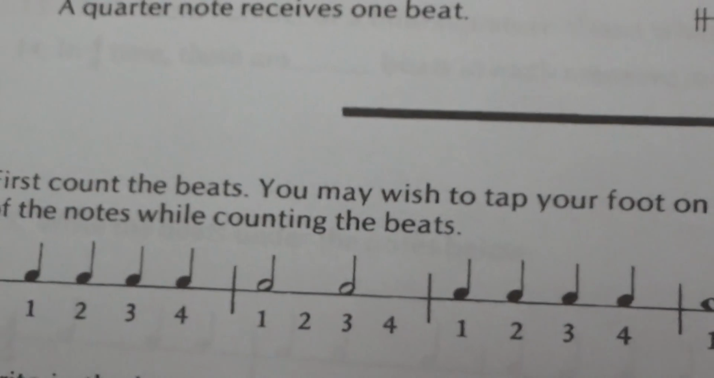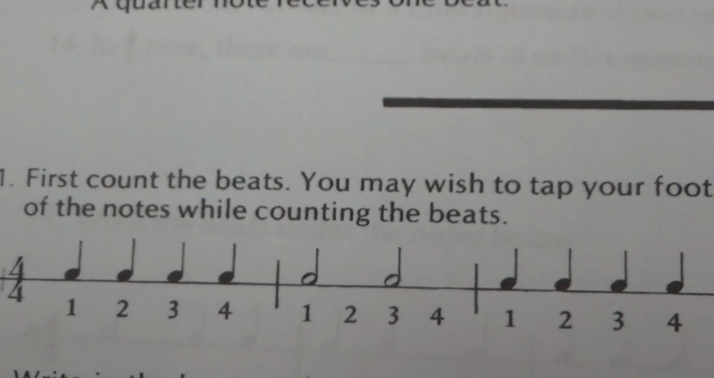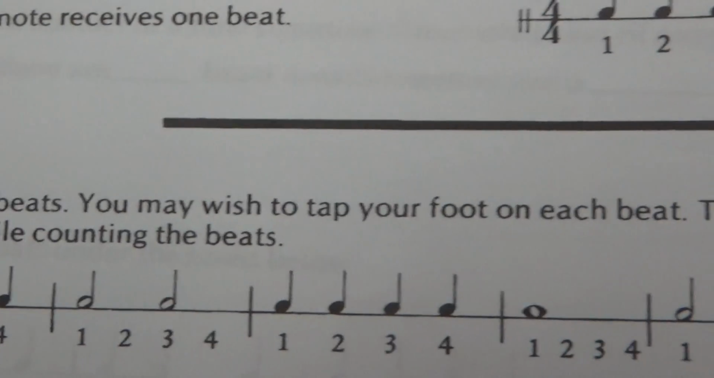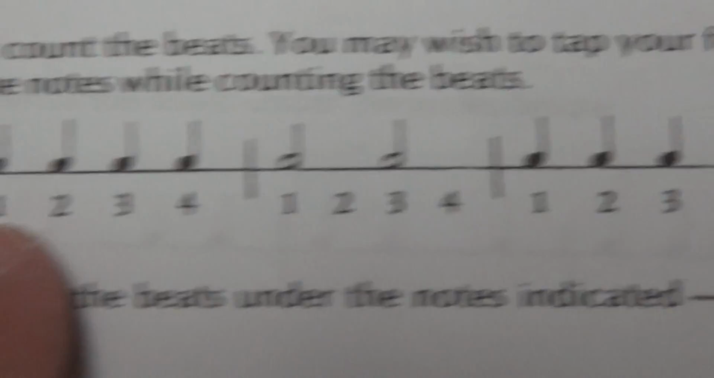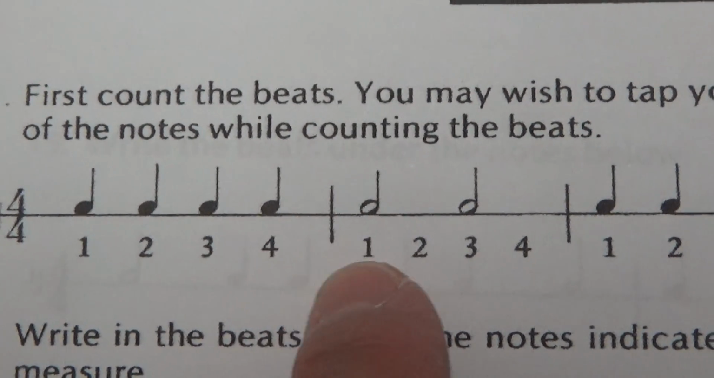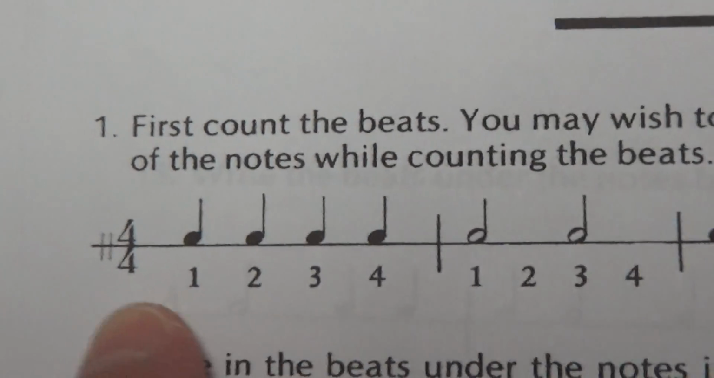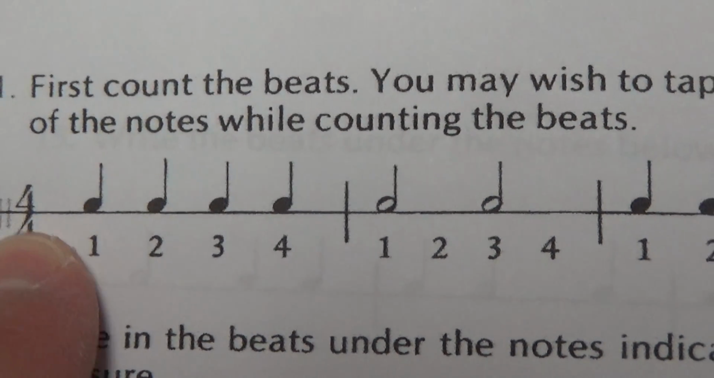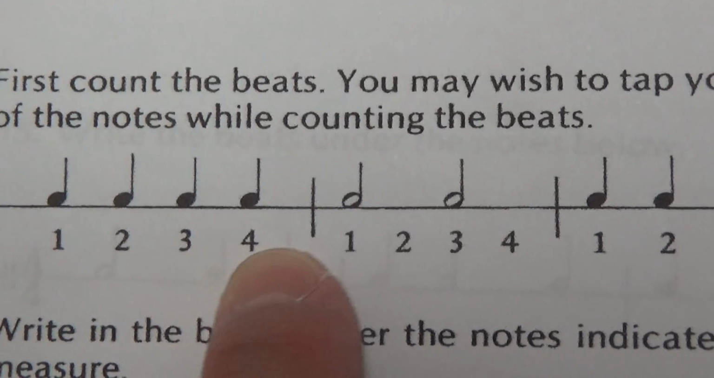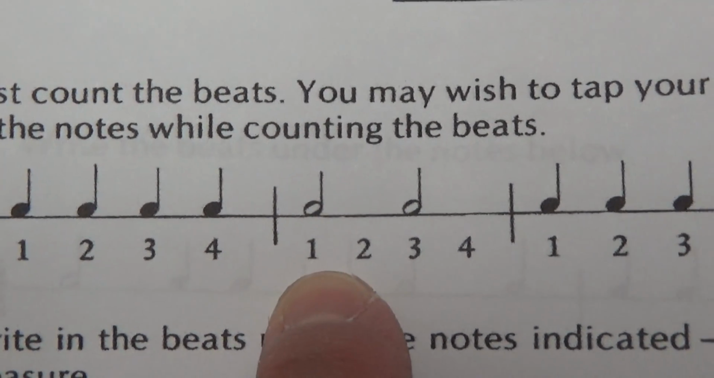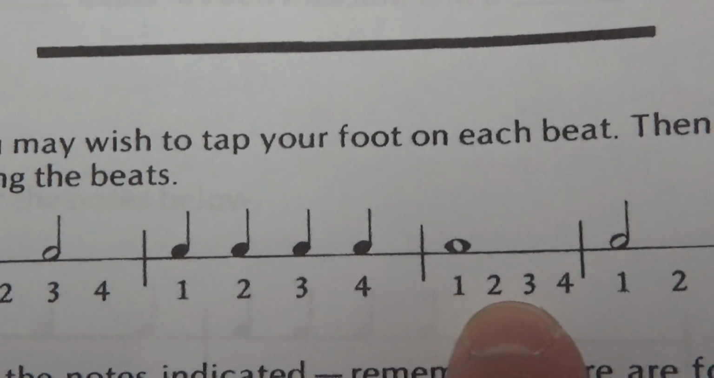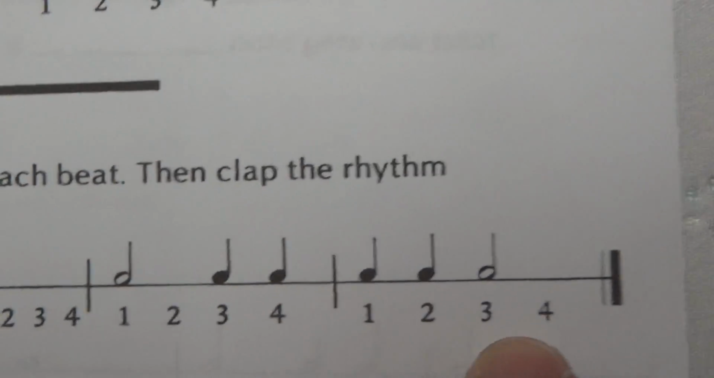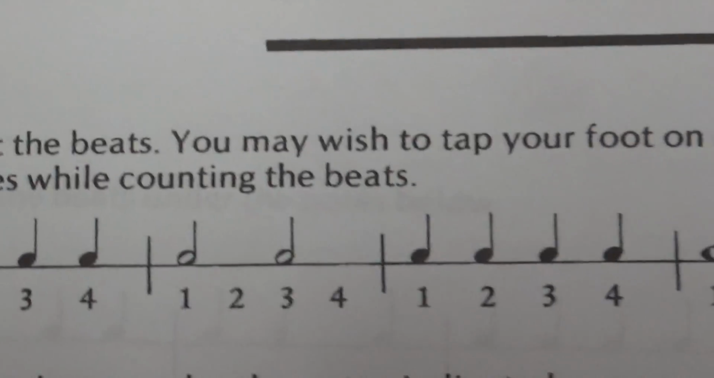Everyone following? So here we have an exercise. First, count the beats. You may wish to tap your foot on each beat, then clap the rhythm of the notes while counting the beats. So you can see that these are marked off by bar lines, and they're equal measures. 4/4, so we have 4 beats in each measure, so you'll see it counting up to 4. Then at the bar line, you start counting at 1, 2, 3, 4 again. Bar line, 1, 2, 3, 4, and so on, and then the double bar line is the end.